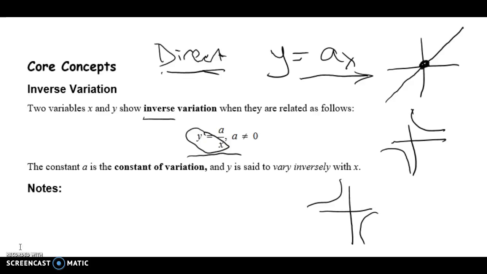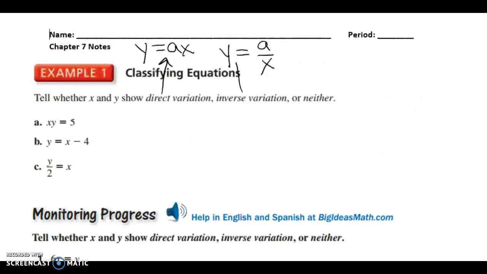So let's now move to our notes, example 1. The first example of our notes, we want to determine if an equation is direct, inverse, or neither. Reminder, direct variation, you will see multiplication. Inverse, you'll see division, with x being on the bottom. And if you have any other extra numbers, then it's going to be neither.